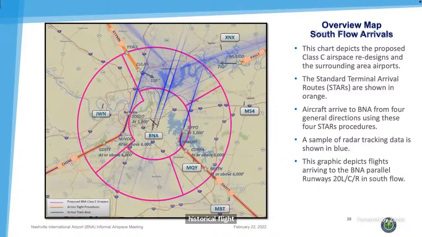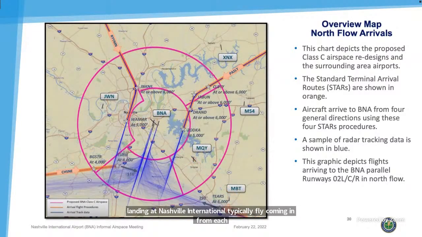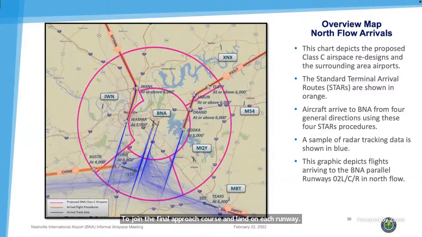Similar to the previous slide, this graphic shows the proposed airspace redesign for Nashville and the surrounding airports in north flow. Aircraft arrive on STARs from four general directions.